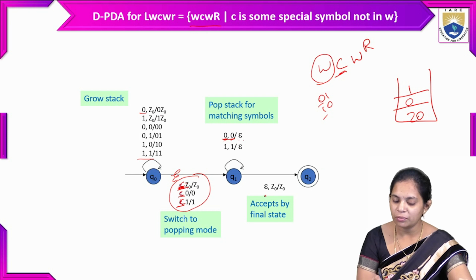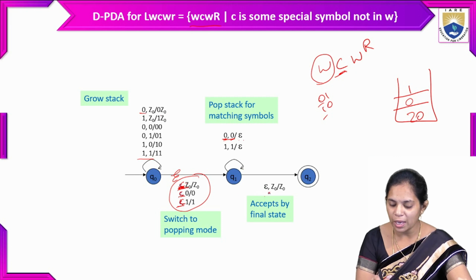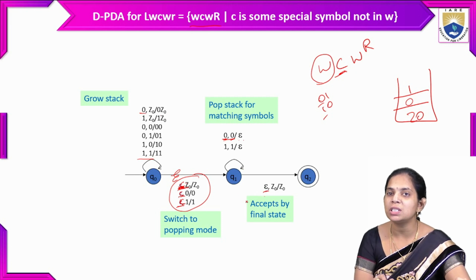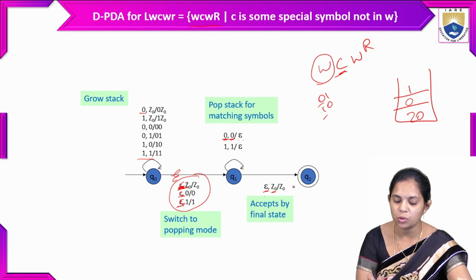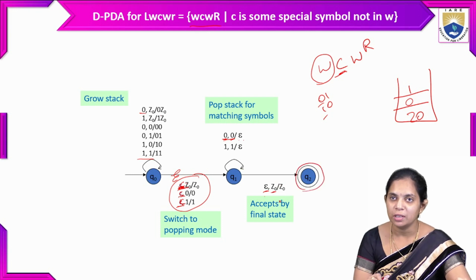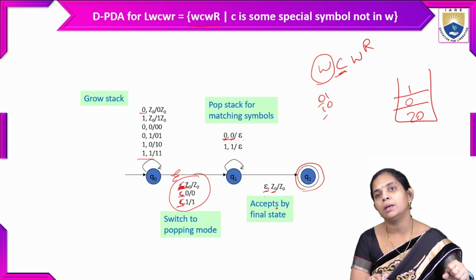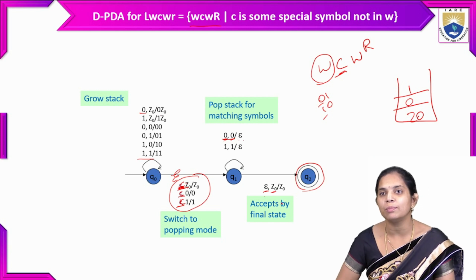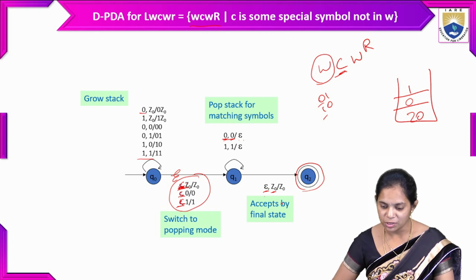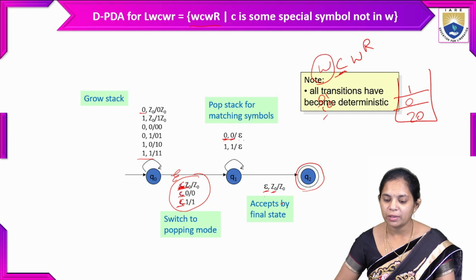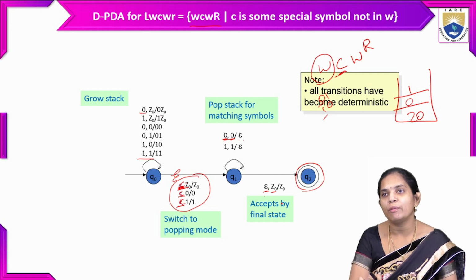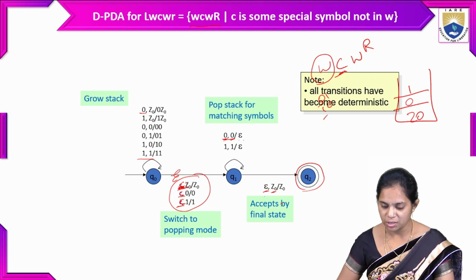And the same thing here: after consuming all the input symbols in the string, we have the epsilon symbol. Whenever it reaches the epsilon symbol and the top of the stack symbol is Z0, we need to move to the final state. So this is how we converted the non-deterministic pushdown automata to a deterministic pushdown automata. Instead of guessing, we are just imposing a symbol C into the language, and now all the transitions have become deterministic.